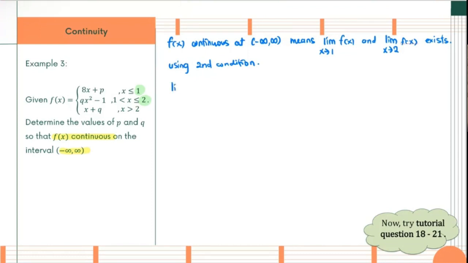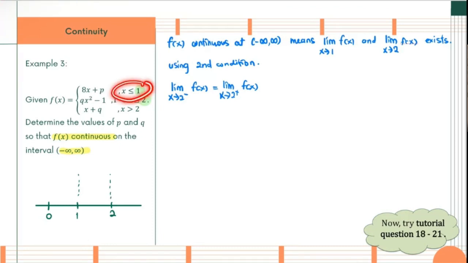Saya gunakan limit of x approaching 2 from the left of f(x) equals to limit of x approaching 2 from the right of f(x). Okay, 2 from the left. So kat sini macam mana nak define 2 from the left? So saya lukis number line kejap ya. So sini kosong, sini 1, sini 2. Okay, 1 dengan 2 sahaja pembahagi kita.